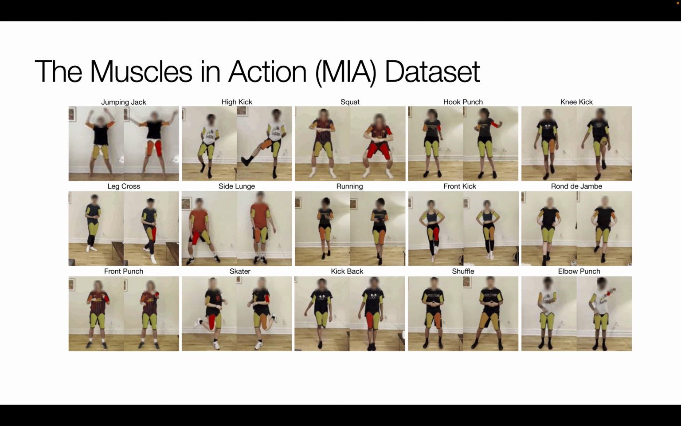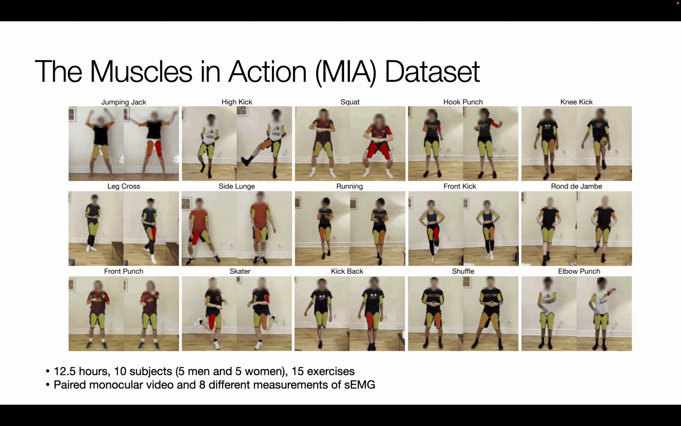The Muscles in Action dataset consists of 12.5 hours of synchronized video and SEMG signals for 8 muscles across 10 subjects. The dataset consists of 15 exercises shown below. Each subject performed each exercise for 5 minutes, and we asked them to vary the execution speed, effort, and orientation.